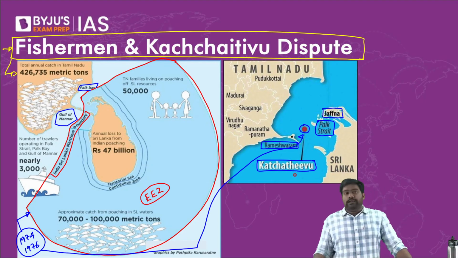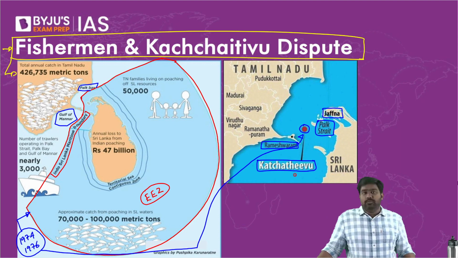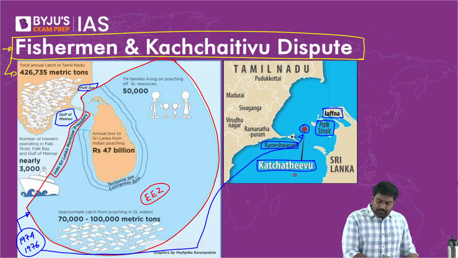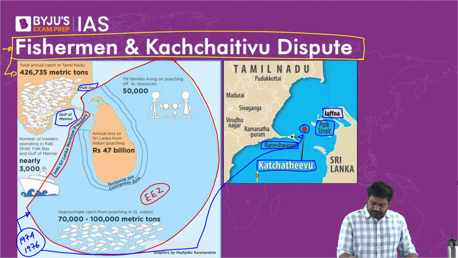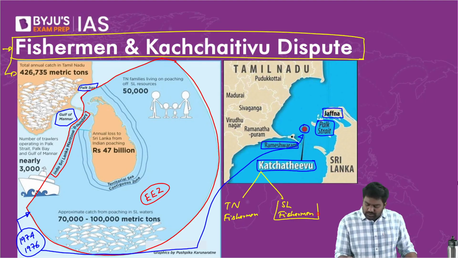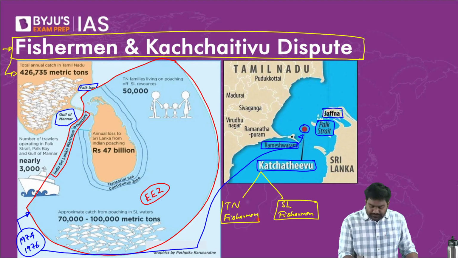The Kachativu Island, prior to these boundary agreements, belonged to India. It was under Indian control. This island historically has been used by fishermen from both sides. Is that clear? Fishermen from coastal Tamil Nadu and Sri Lankan fishermen, both have been making use of Kachativu for a key purpose.